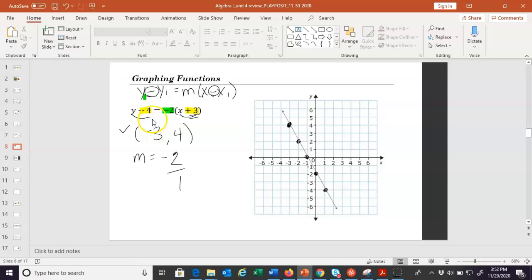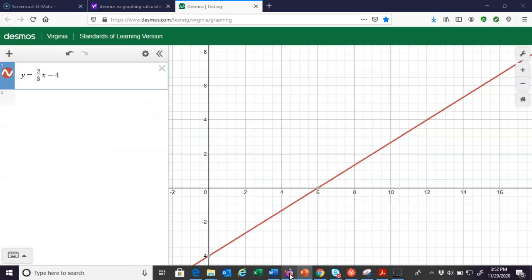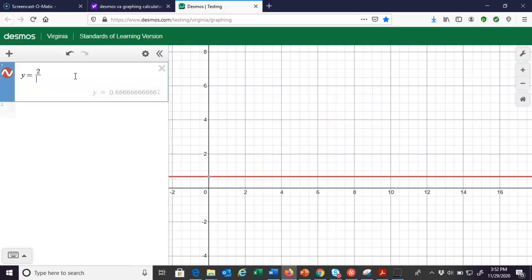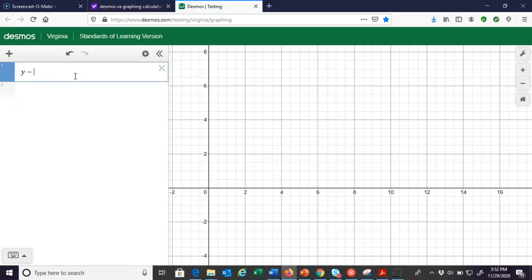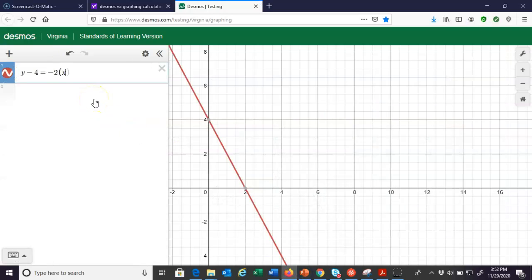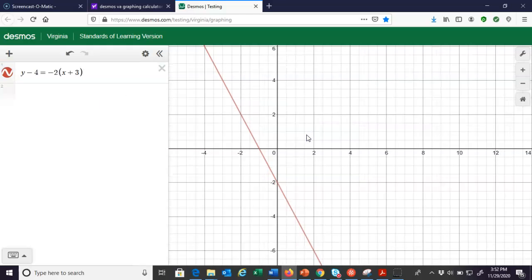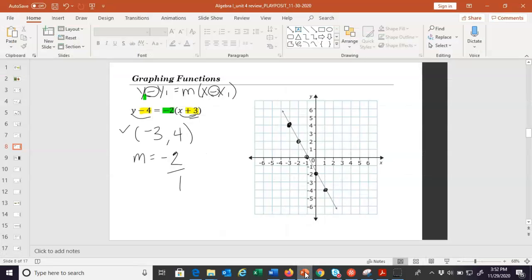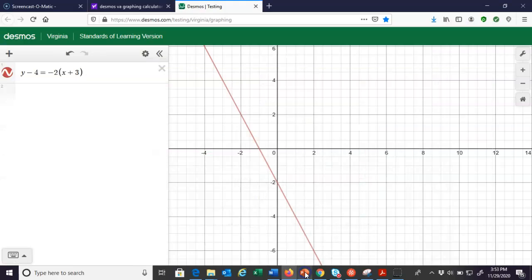So let's look at this in Desmos to see. I bet you this one will give us more decimals. y minus 4, and you can put it in as you see it, which is cool. Oh, I forgot that very last number. You would think x plus 3. There we go. Here's our line. You can also just take a glance at it and make sure that it matches what we graphed. And sure enough, it does. They're both going down from left to right.